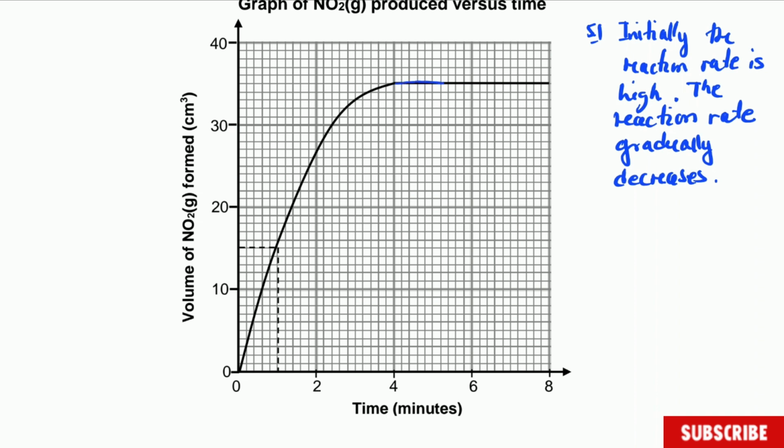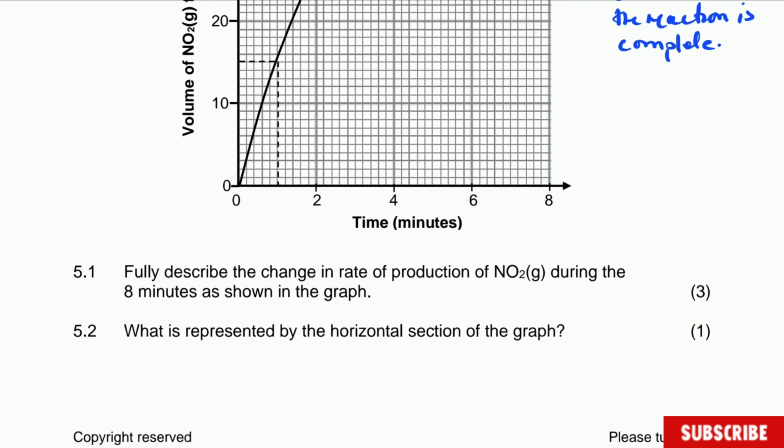Here, at this point, when the line is parallel to the x-axis, it means that the reaction is done. And therefore, the rate is 0. So this happens until the reaction is complete. And guys, this is question 5.1. Quite simple. Let's go to question 5.2.